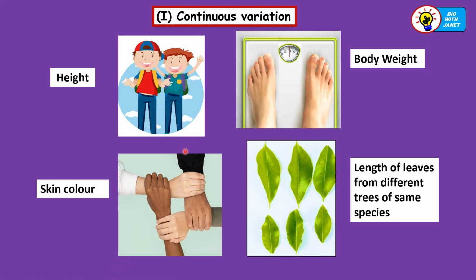So these are some examples of continuous variation. Height, weight of students in the class, but they must be of the same age and the same gender. And then skin color. So there are people who are dark skin, and then lighter skin, and then those that are very light skin. And then length of leaves from different trees of the same species. They must be of the same species when you compare them. So these are the leaves taken from different trees of the same species. They have different lengths of leaves.